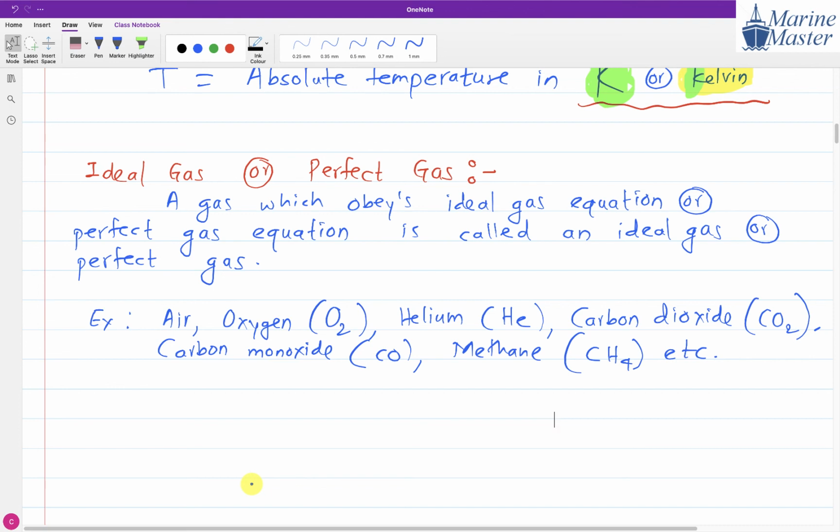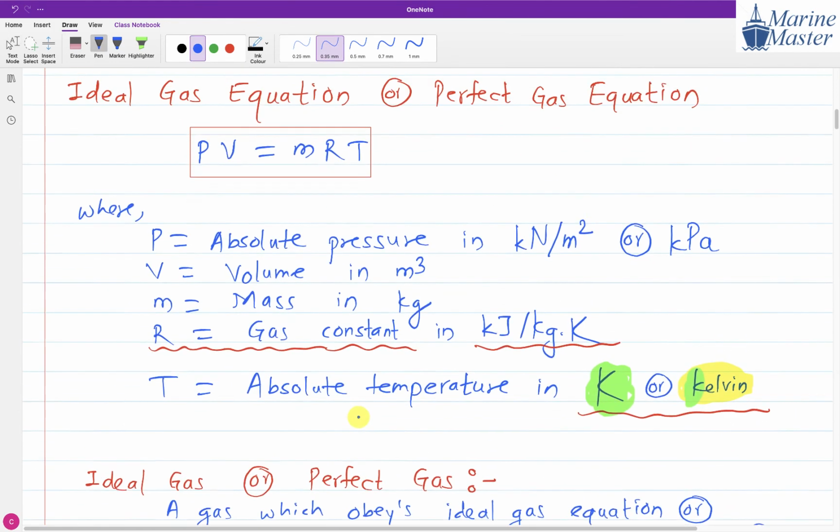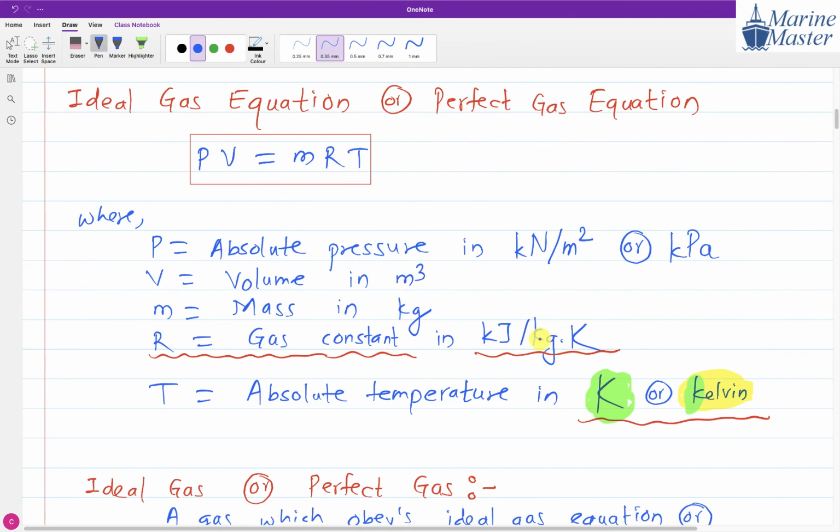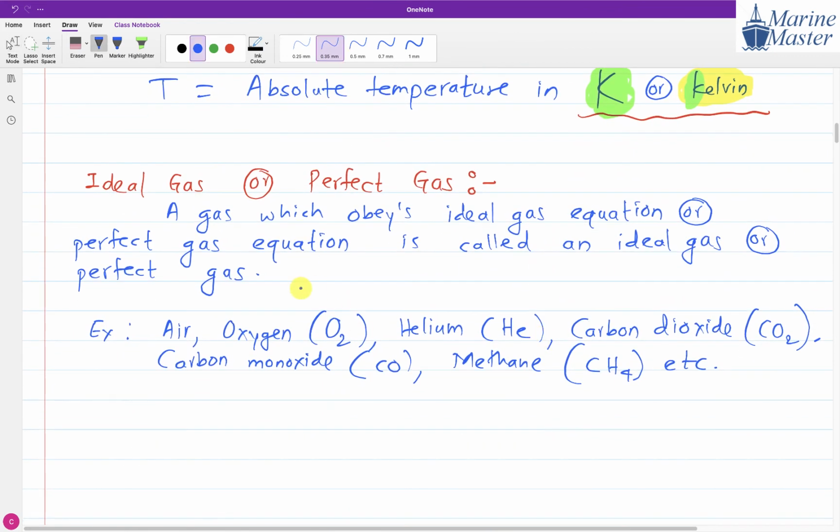So CO2 at normal atmospheric pressure and temperature condition, we will consider it as an ideal gas. And what is an ideal gas? Ideal gas means a gas which obeys this ideal gas equation or perfect gas equation. So please write down these examples.